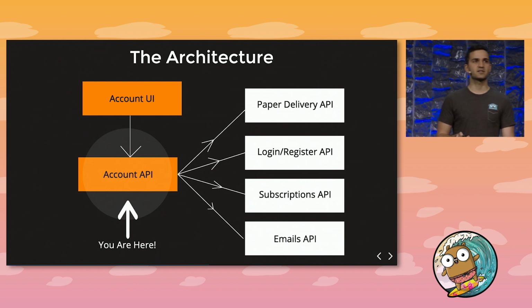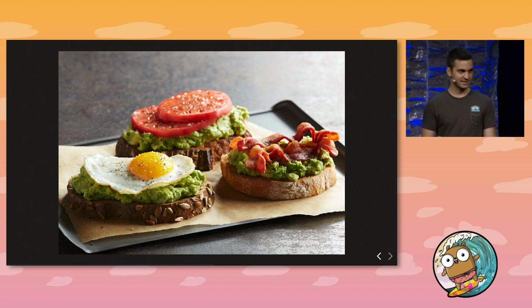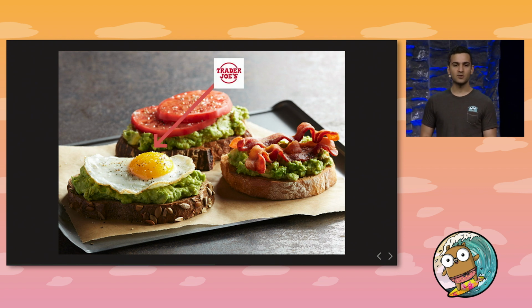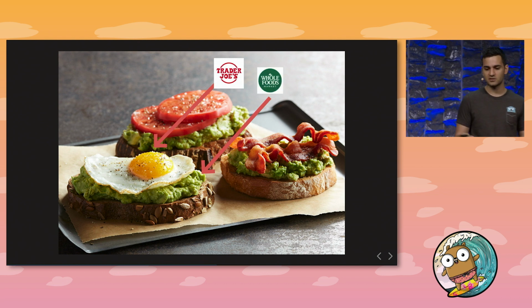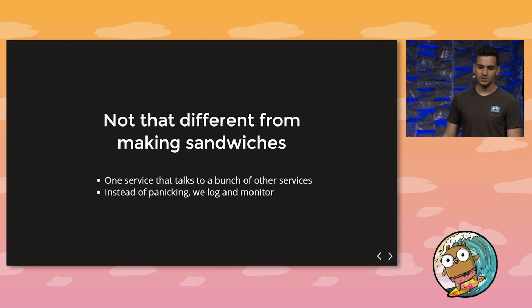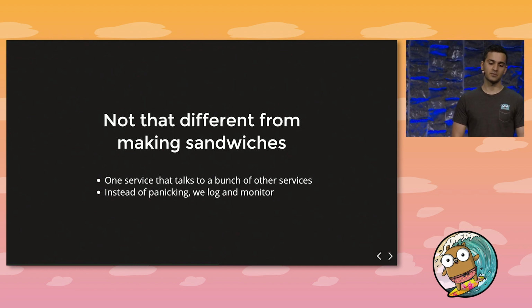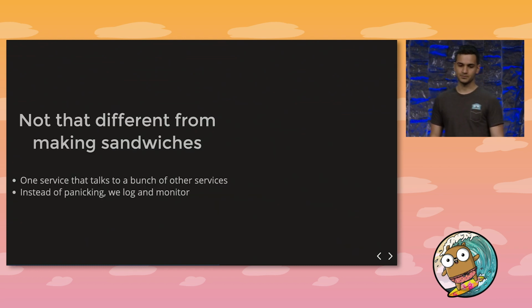If you think about this for a second, this is really not that different from making a sandwich. It's a more complex system, but at the end of the day, it's the same. Basically, you have the sandwich, which talks to that getIngredients function, which talks to a bunch of different libraries under the hood. So it's really not that different. The only difference is it's a long-running system, and so instead of panicking, we don't want to halt the program, we want to log and monitor.